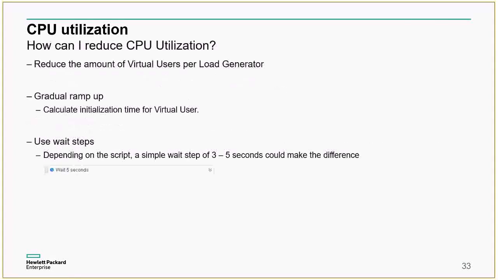So how can I actually reduce the CPU utilization? We can reduce the amount of virtual users per load generator, starting fewer browsers which communicate with the MDRV. We can use gradual ramp up. Gradual ramp up will allow each virtual user to communicate with the MDRV process with fewer issues. We can use a wait step. It depends on the script, but you can simply add a wait step for 3 or 5 seconds every couple of steps, or even 2 or 3 wait steps in the script might make a difference on CPU utilization.